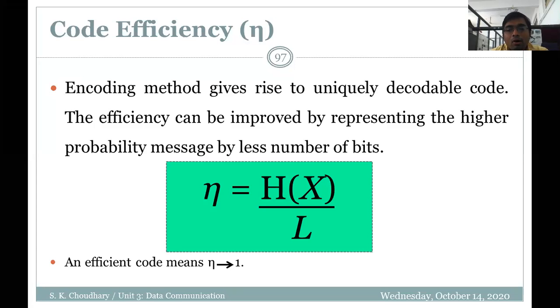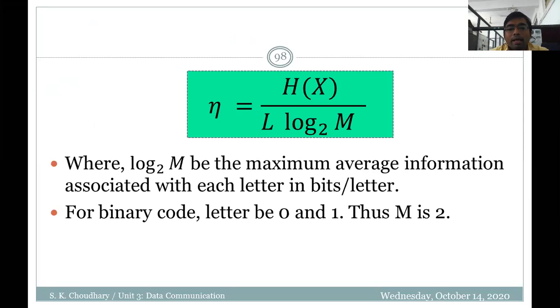But in binary coding, we use only 2 levels, either 0 or 1. But if you are using multi-level codes for encoding the message, at that moment this formula would be modified. So see the modified formula: eta would be equal to H(X) upon L into log base 2 capital M. So this is the modified formula for finding out the code efficiency when you are using more than 2 levels to encode the message.